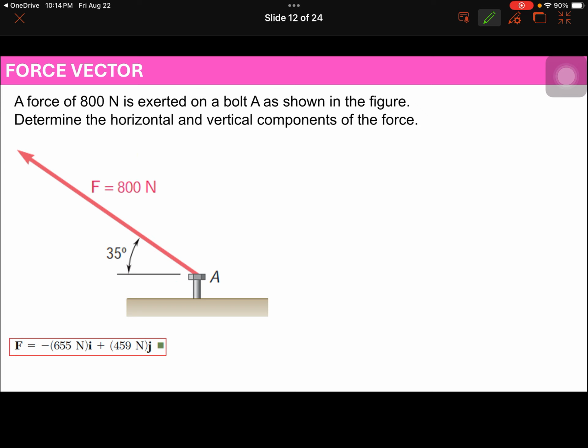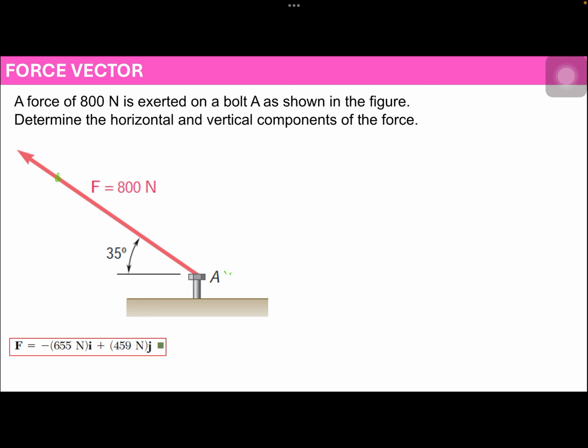Next, a force of 800 Newton, so resultant siya, is exerted on a bolt A, shown in the figure. Determine the horizontal and vertical components of the force. So, ito, baliktad naman. We are given yung resultant and its direction. So, to get the components, Fx and Fy, Fx is 800 times cosine ng angle, which is 35. And then to get Fy, it's the force resultant times sine the angle.